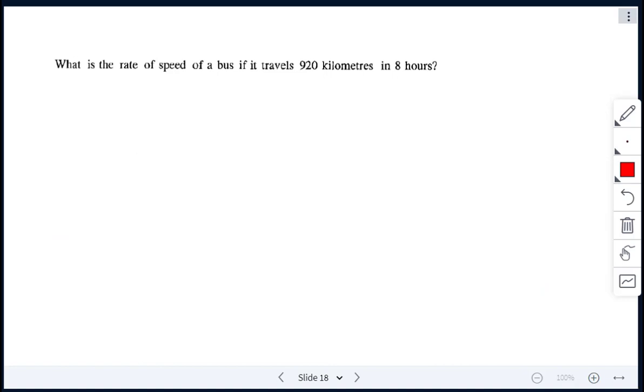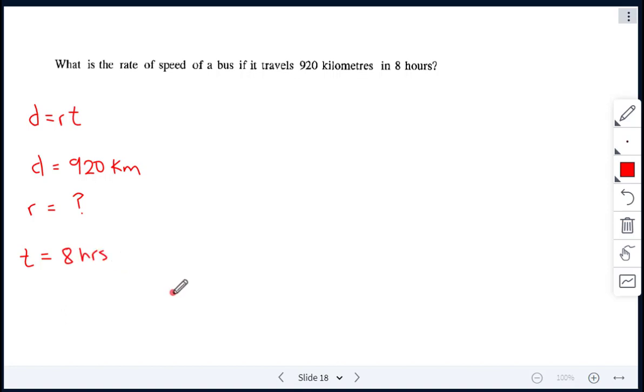So what is the rate of speed of a bus if it travels 920 kilometers in 8 hours? So we'll list out what we're trying to find here. We'll use D equals RT, and our D is 920 kilometers. The rate is what we don't know, and our time is 8 hours.